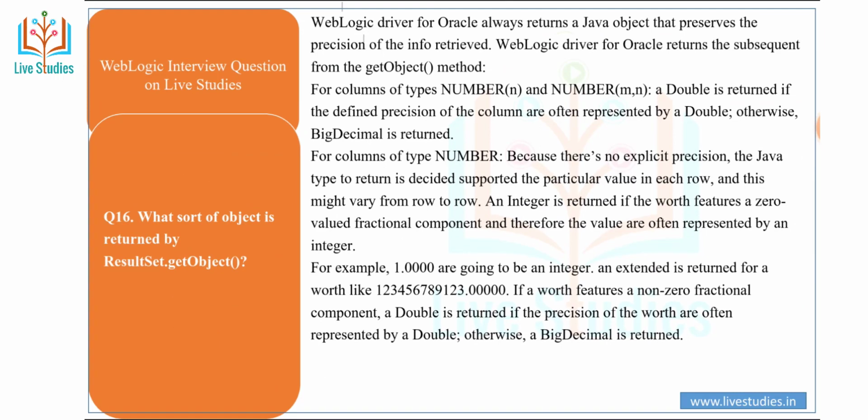Another question is, what sort of object is returned by the ResultSet.getObject method? The WebLogic driver for Oracle always returns a Java object that preserves the precision of the information retrieved. The WebLogic driver for Oracle returns the following from the getObject method: for a column of type NUMBER or NUMBER(m,n), a double is returned if the defined precision of the column can be represented by a double. Otherwise, BigDecimal is returned.